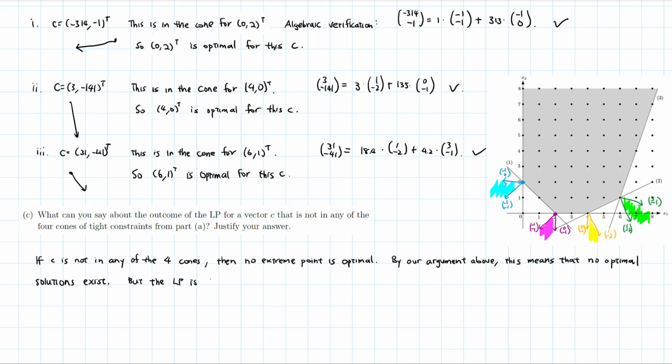But the LP is feasible, so we have a linear program that is feasible but has no optimal solutions. By the fundamental theorem of linear programming, that means that the LP must be unbounded.